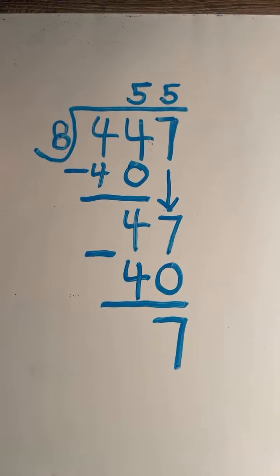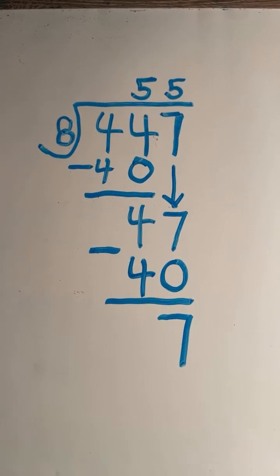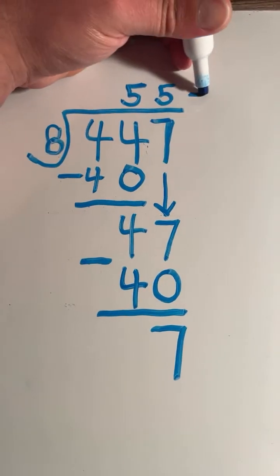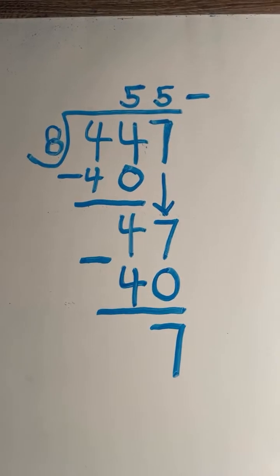So we don't have a whole number here. We're going to have a mixed number. So here's how we figure out the mixed number. Whenever we have an answer that ends up being a mixed number, here's how we figure out the fraction. The number we're dividing by is our denominator. Our remainder is our numerator.